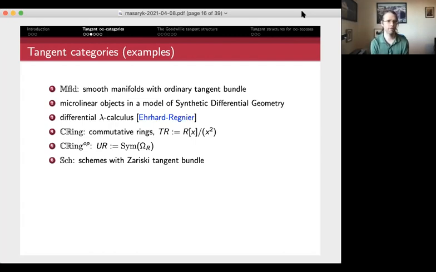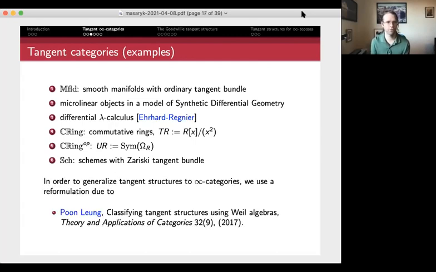And the last example there: the category of schemes is an extension of the opposite of the category of commutative rings, and the tangent structure on the opposite of commutative rings extends to a tangent structure on all schemes, which recovers the Zariski tangent spaces in the usual sense of algebraic geometry. Okay, so those are a few examples.